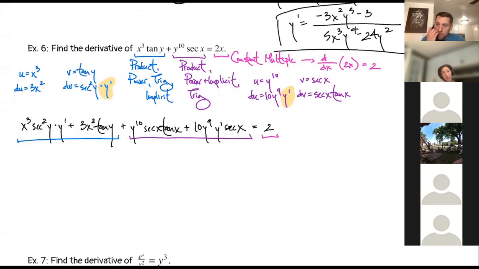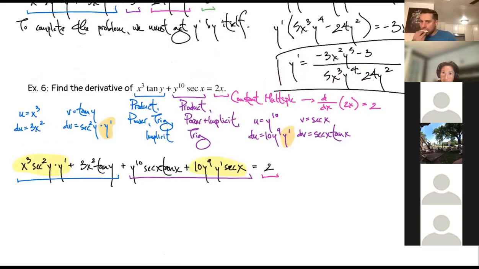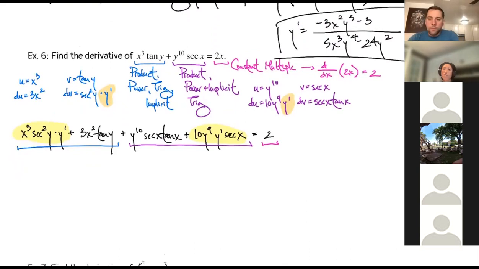All right, in order to finish the question, we need to collect all the y primes on one side so that our final answer is y prime equals something. This term has a y prime, this term has a y prime, so the two terms in the yellow, those have the y prime. I'm going to make everything else go to the other side.